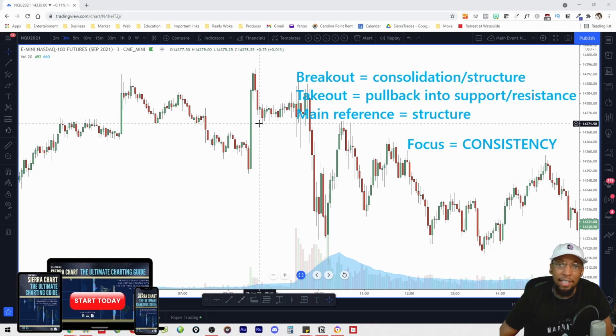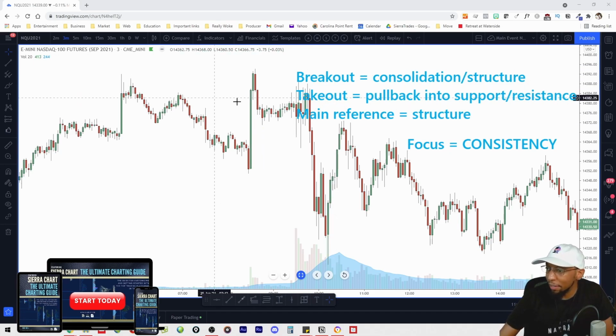Just, if you get the setup, take the setup. And for this, of course, risk management is going to be very important. You're going to have to be comfortable with taking losses. You just want to make sure that your wins are bigger than your losses, right?